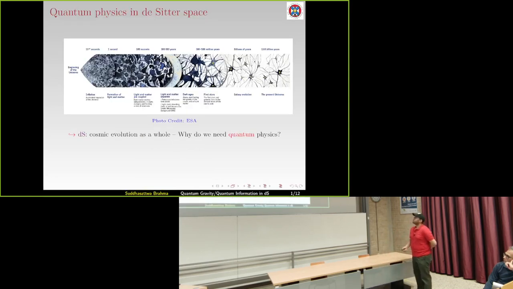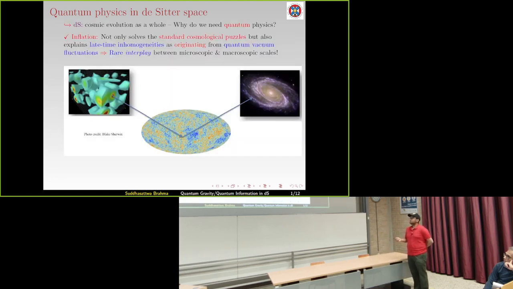Good. So I'm not going to justify the use of de Sitter space. I think we all agree that it is useful to describe the very early universe as well as late-time evolution. But I still perhaps need to justify a little why we even talk about quantum gravity in de Sitter space, because if we are really interested in describing the evolution of the cosmos as a whole, we are talking about larger scales. Why do we even need quantum physics?